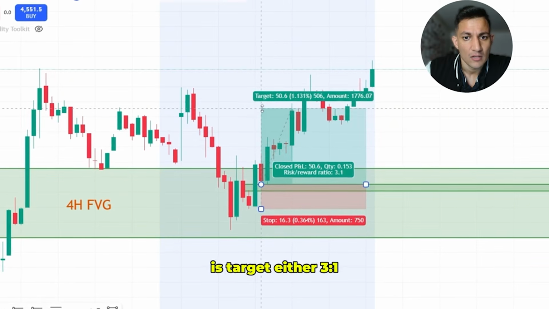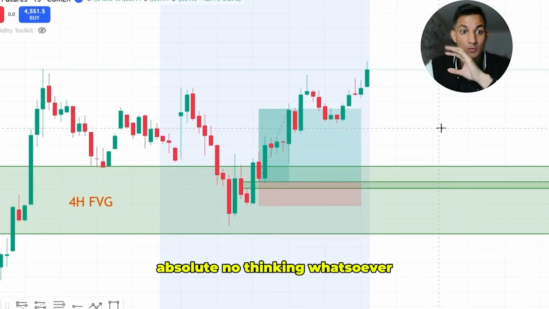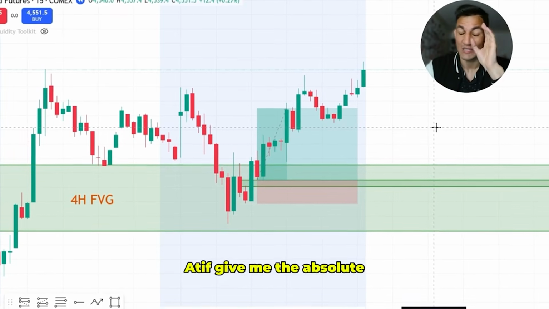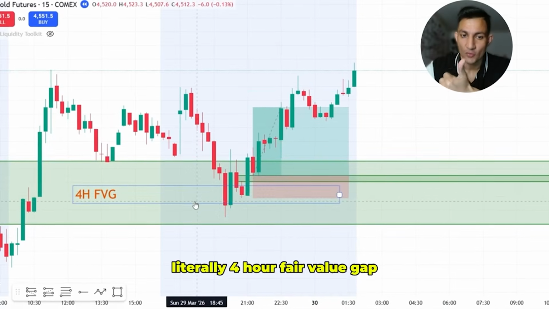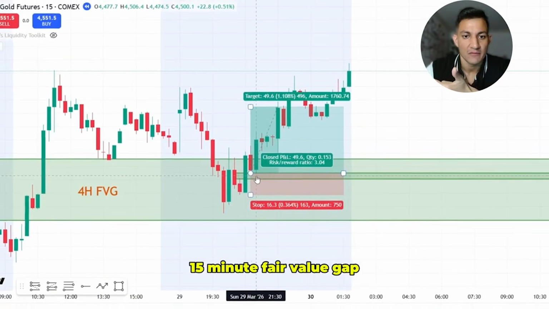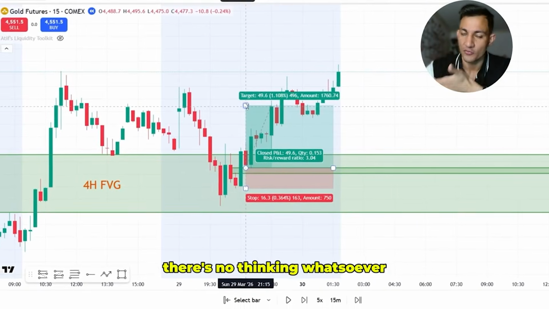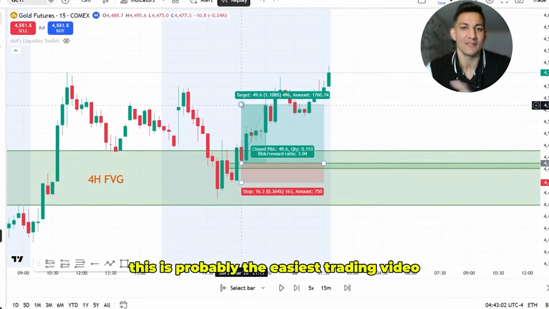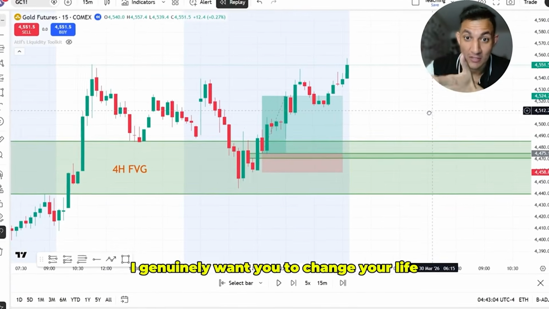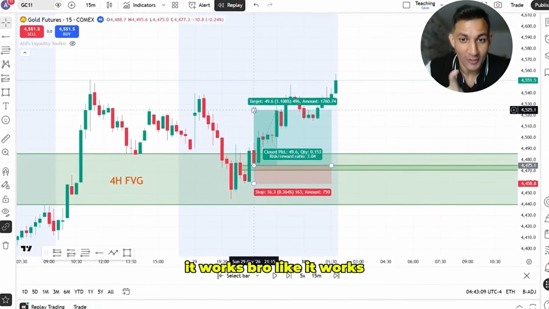All we need to do is target 3 to 1. This is what I do. So if you want the easiest, absolute, no thinking whatsoever, Atif, give me the absolute easiest trading strategy that even a 10-year-old could follow. Literally 4-hour fair value gap, 15-minute fair value gap, enter on the fair value gap, 3 risk to reward ratio. There's no thinking whatsoever. Be honest, hopefully this is probably the easiest trading video you ever watched, man. It actually works. I genuinely want you to change your life using this trading strategy, man. It works, bro.